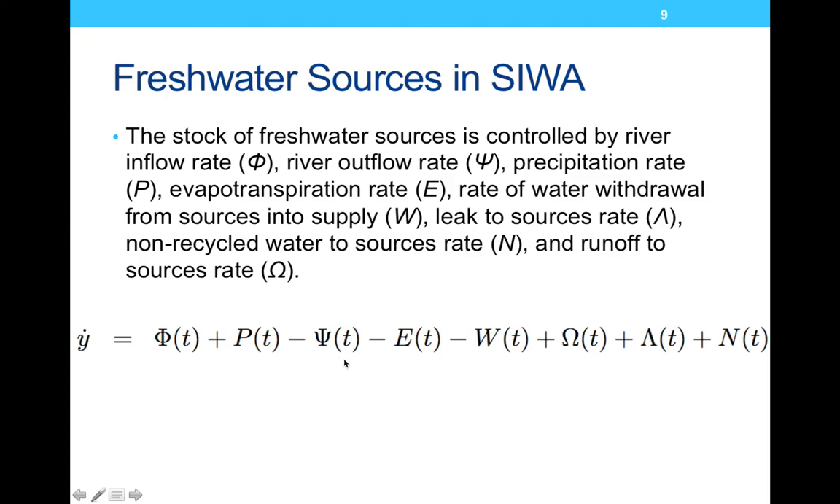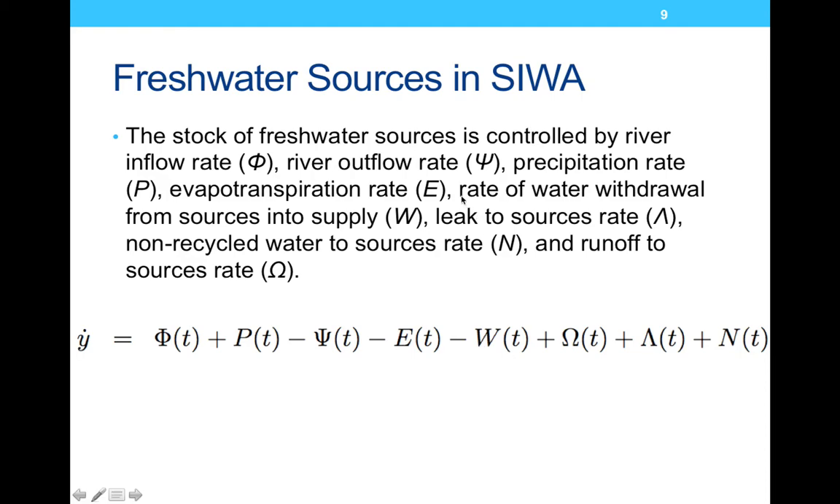It's a minus in the water balance. The precipitation rate, p, adds to the sources. The evapotranspiration rate, e, subtracts from the sources. Then there's the rate of water withdrawal from sources into supply, w. So this is the withdrawal of water from the sources into the supply of accessible water.